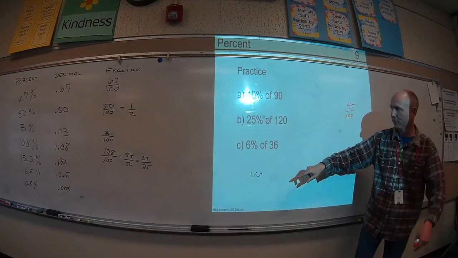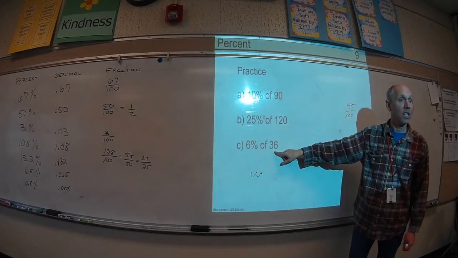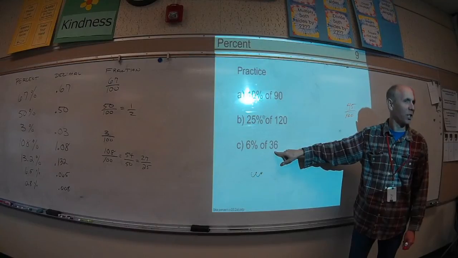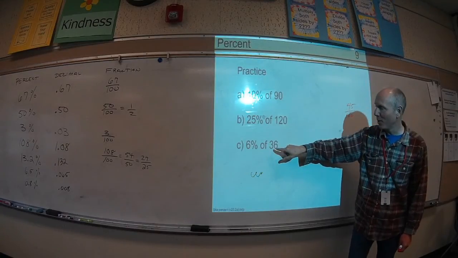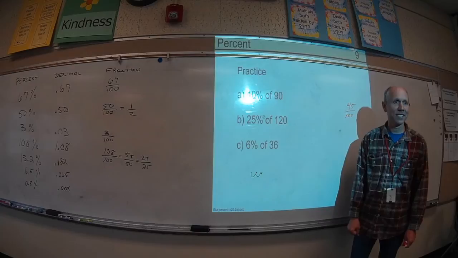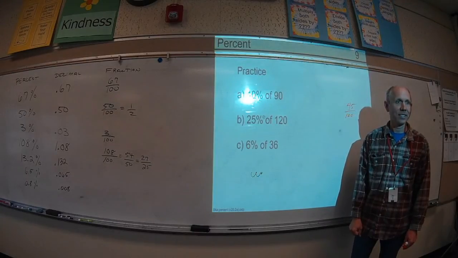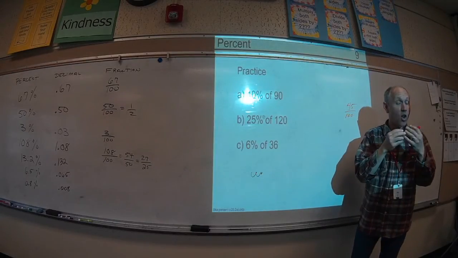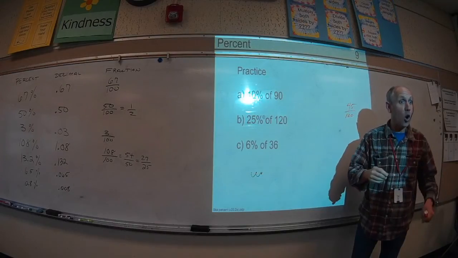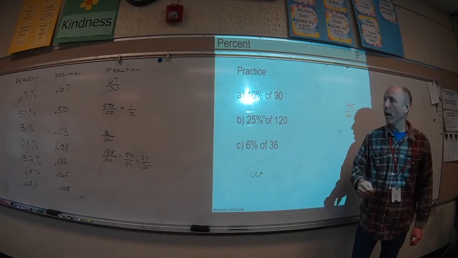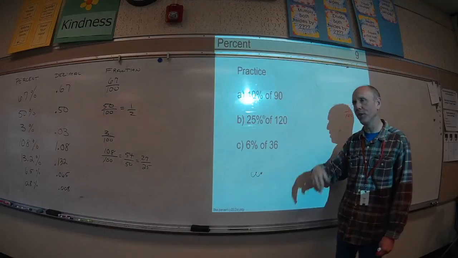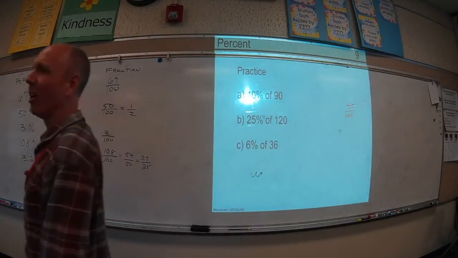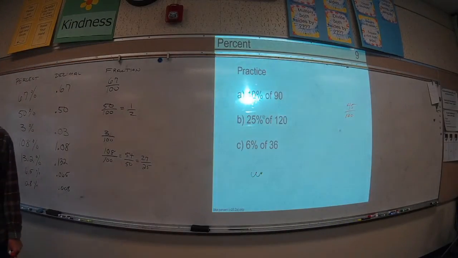Who can make up the scenario for this one? There are 36 gorillas, and 6% of them know how to bang their chest correctly. Like Coco, 6% know how to do sign language. So how many can do sign language? That's my question. Uh-oh. That's not the best because you can't have 0.16 of a gorilla, can you?